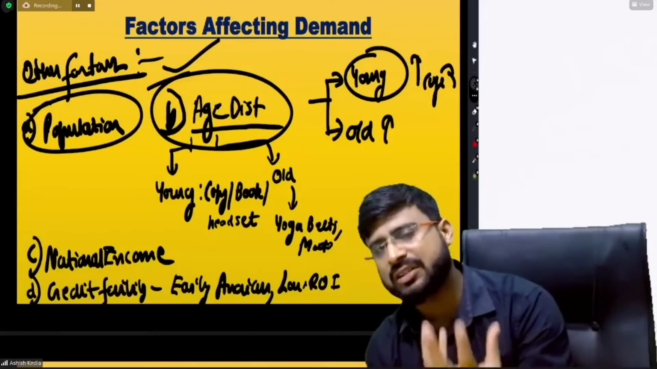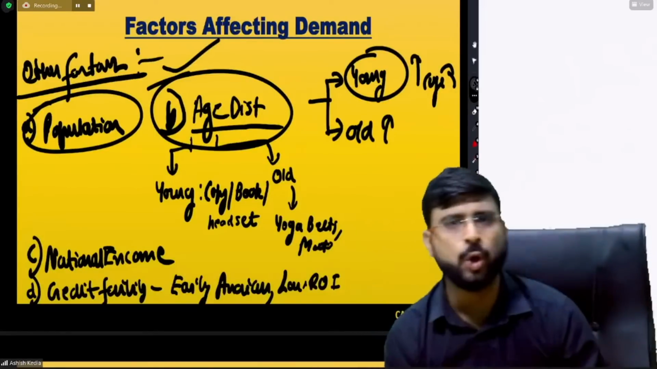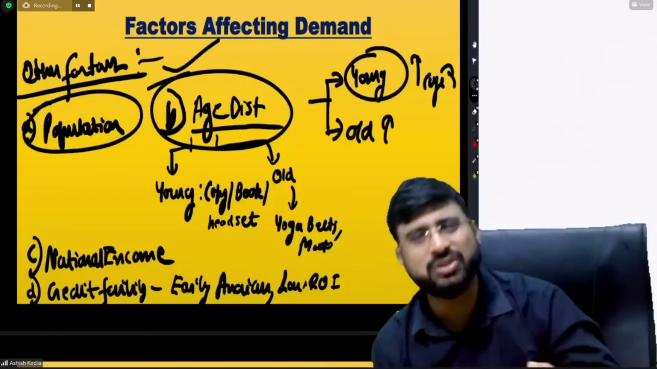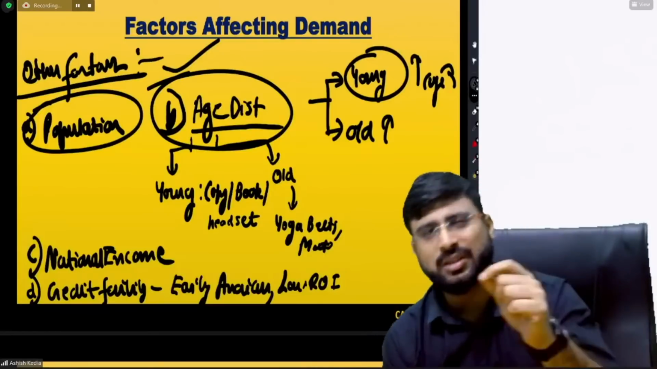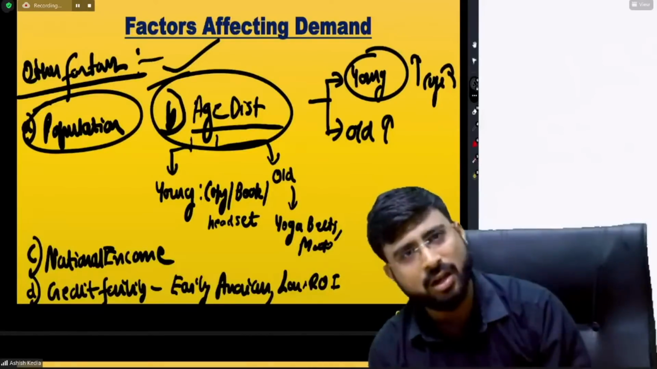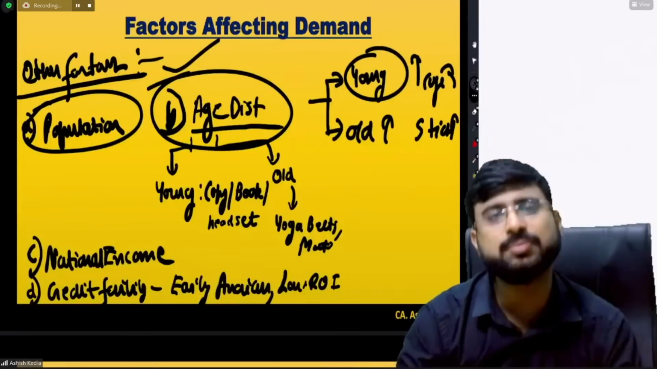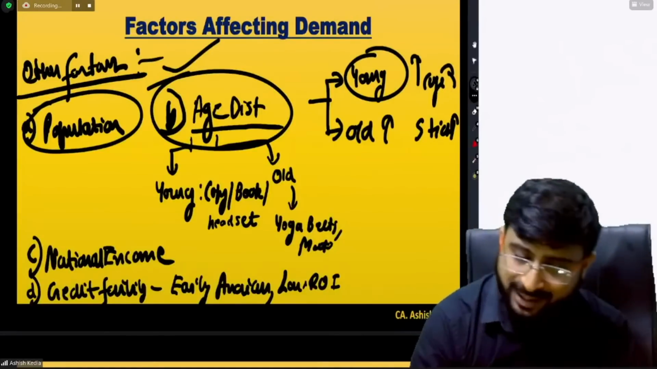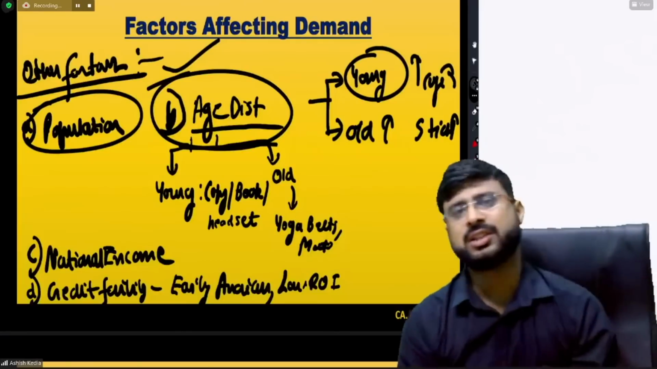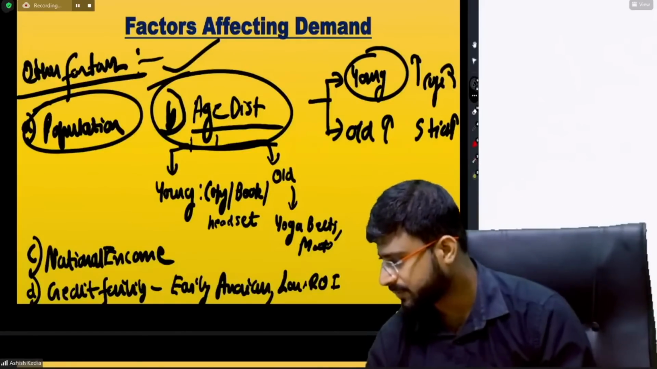Suppose in a country or in a city, there are more old people. When a person crosses the age of 70, they generally need a walking stick to help them. So the demand for such walking sticks will rise, maybe. So depending upon the composition, the demand is also impacted.